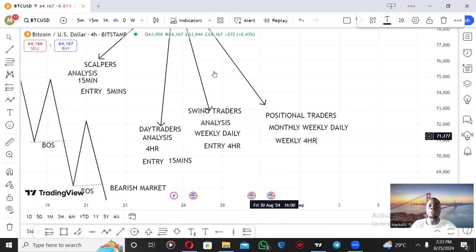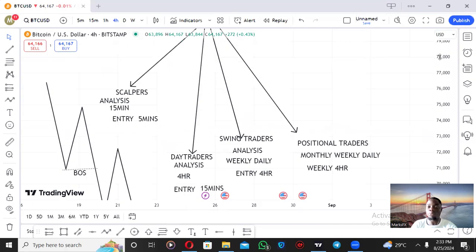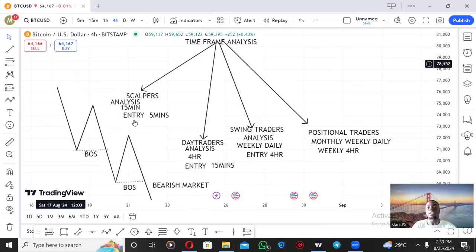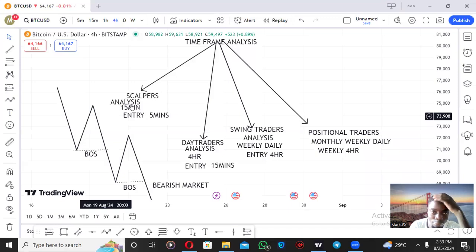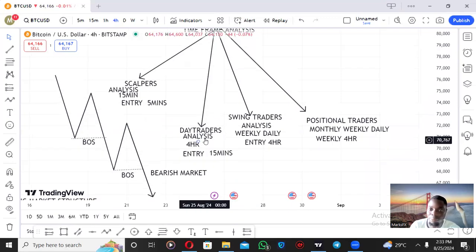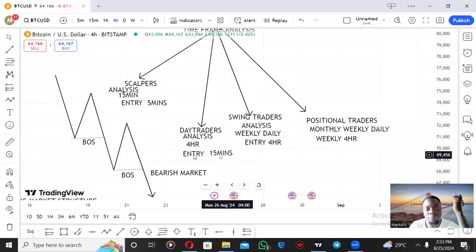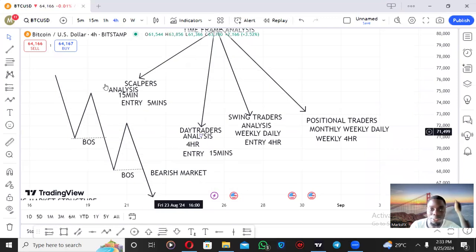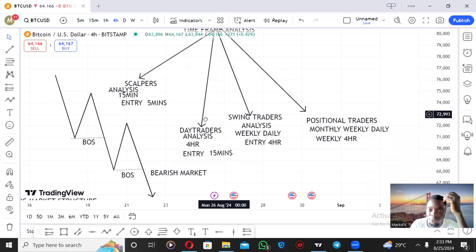All right, now let's see what they do. Scalpers, remember we said they analyze on the 15 minutes, enter on the 5 minutes. They are very quick. Day traders do analysis on the 4-hour time frame, enter on the 15 minutes or 5 minutes. These people close their trade in a day. The similarity between scalpers and day traders is that they close their trade that same day. But day traders hold it longer, maybe 4 or 5 hours. Scalpers don't reach hours. 30 minutes, they are done.